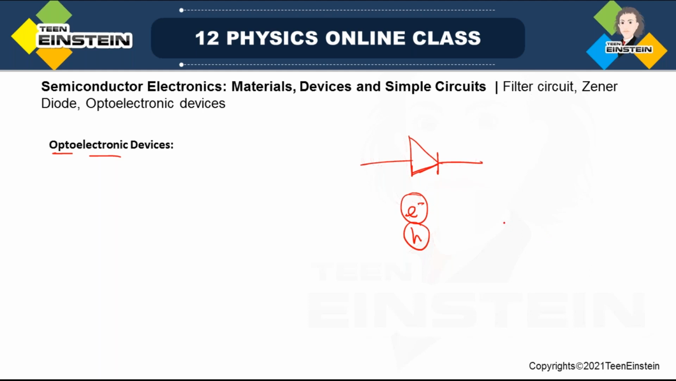Now, in a p-n junction diode, if you remember, you have the conduction band, E_C, and then you have the valence band.